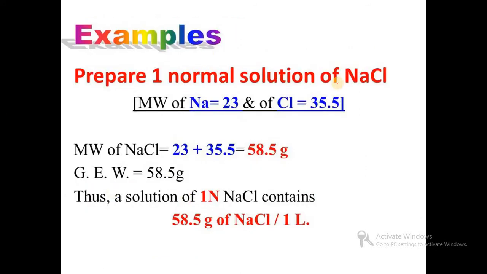Then prepare one normal solution of NaCl. The atomic weight of sodium is 23 and for chlorine 35.5. Then the overall molecular weight of NaCl is 23 plus 35.5, that is 58.5 gram. Then gram equivalent weight is 58.5 gram. Then one normal solution of NaCl is prepared by dissolving 58.5 gram NaCl in 1 liter of water. So we are getting one normal NaCl.